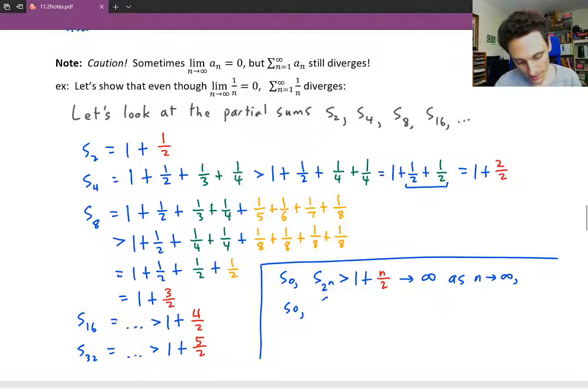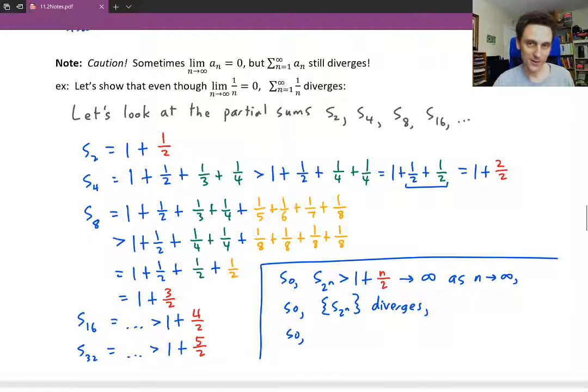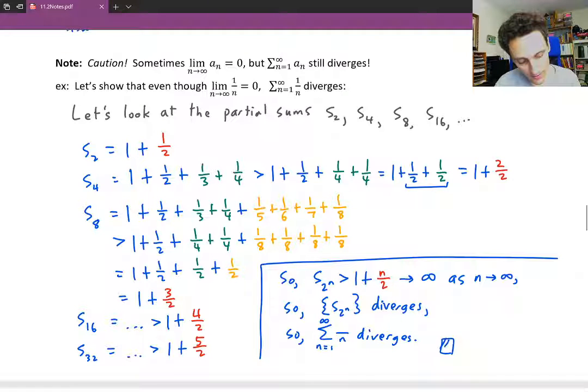And so the partial sums as a sequence diverge. And so, that's a lot of so's. The series 1 over n diverges. So we've shown that the series 1 over n diverges.